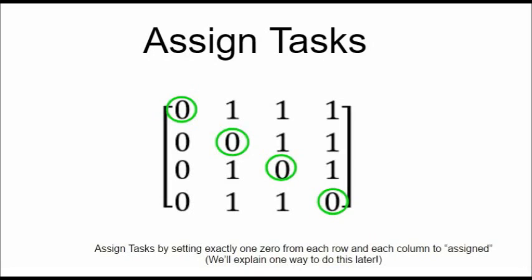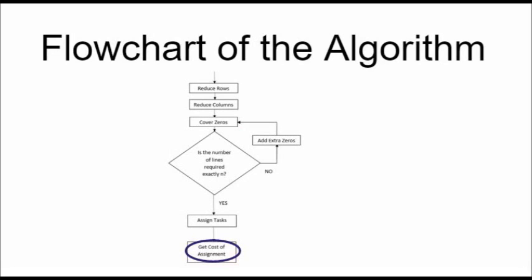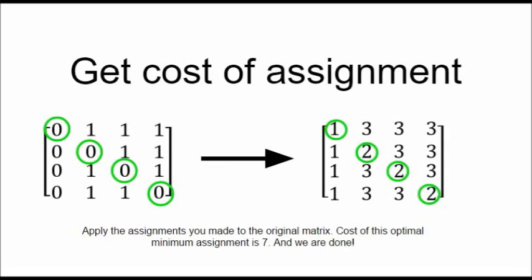And we need to set exactly one 0 from each row and each column to being assigned. We'll show you how to do this in more detail later. Now we need to get the cost of the original assignment. And here we have it, and the final solution is 7.